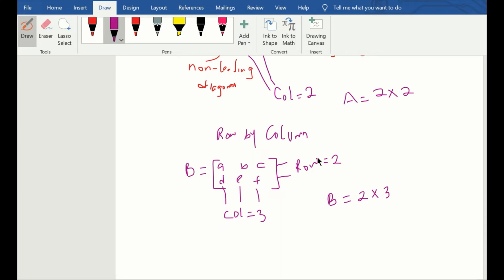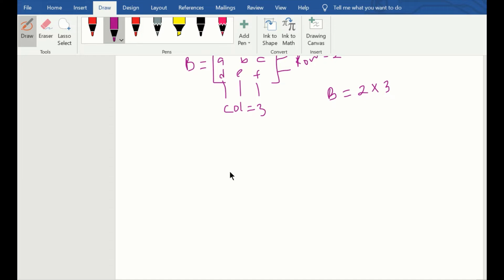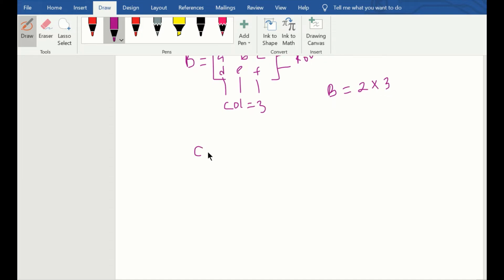It is named in the order of row by column. So the rows come first, then the columns come next. So 2 represents the number of rows in matrix B, and 3 represents the number of columns in matrix B. Okay, now we can also have another matrix. For example, let's say I have just an element in a matrix. Now this matrix can be called a 1 by 1 matrix because it has just one row and one column.